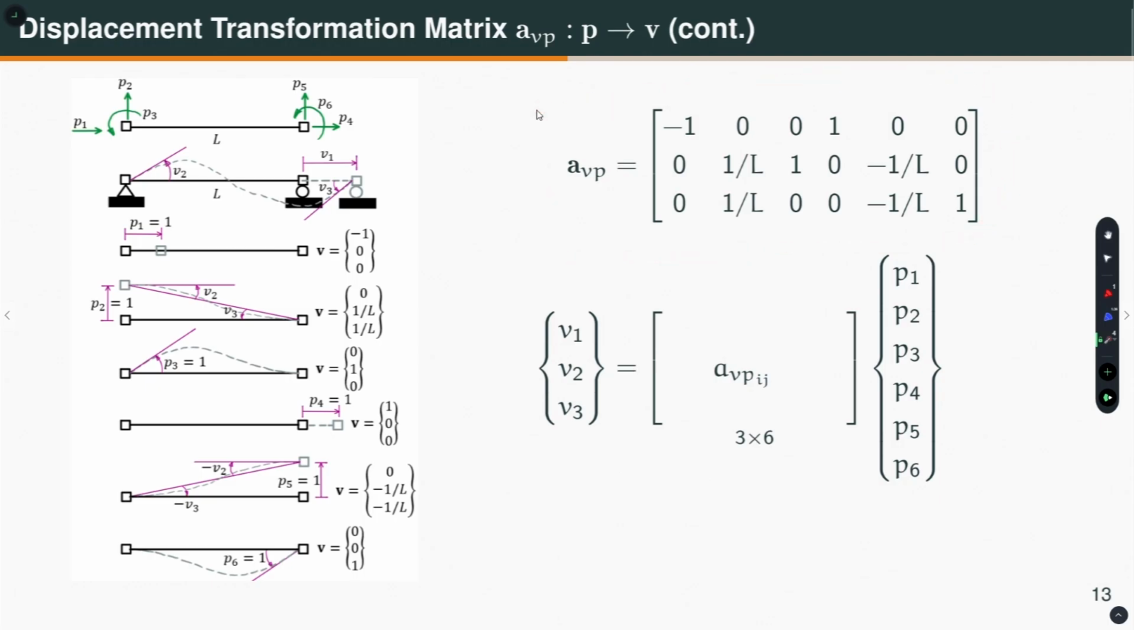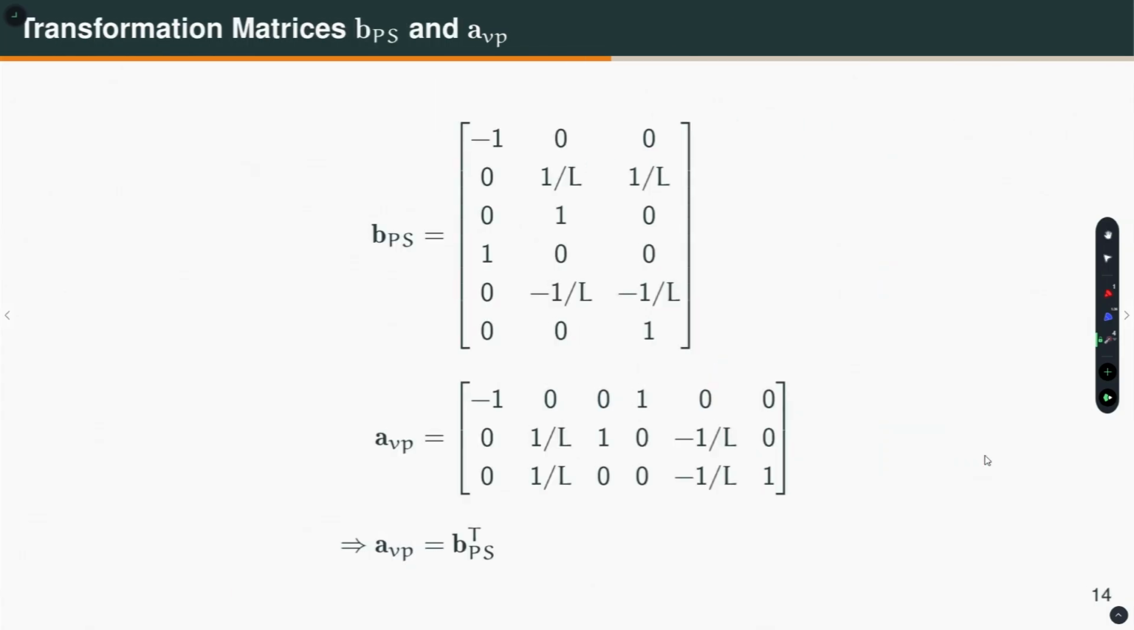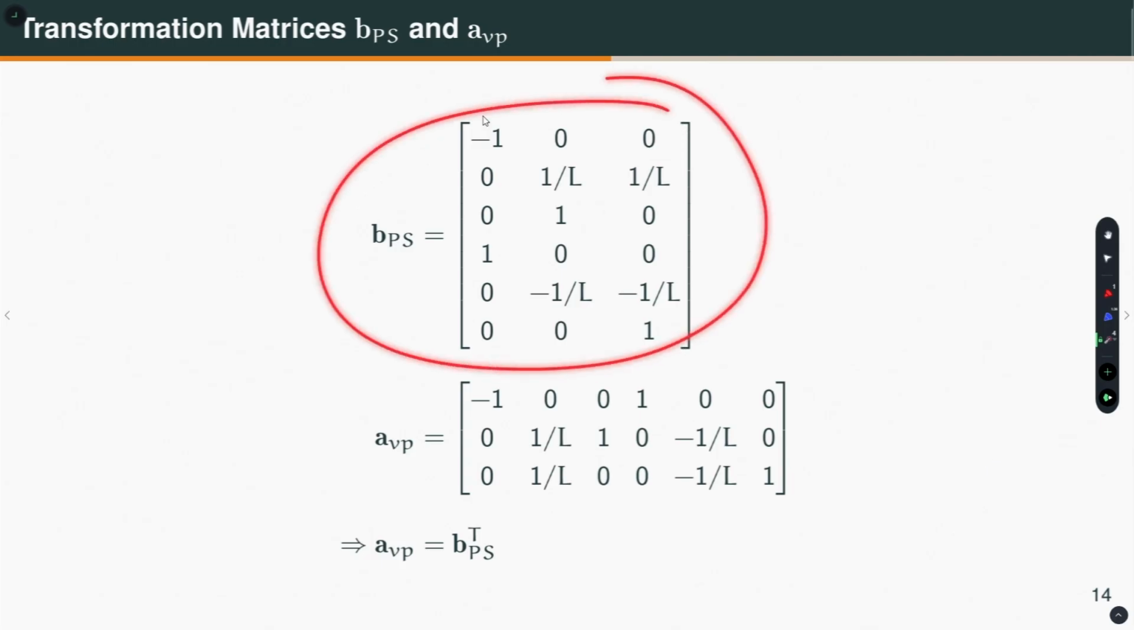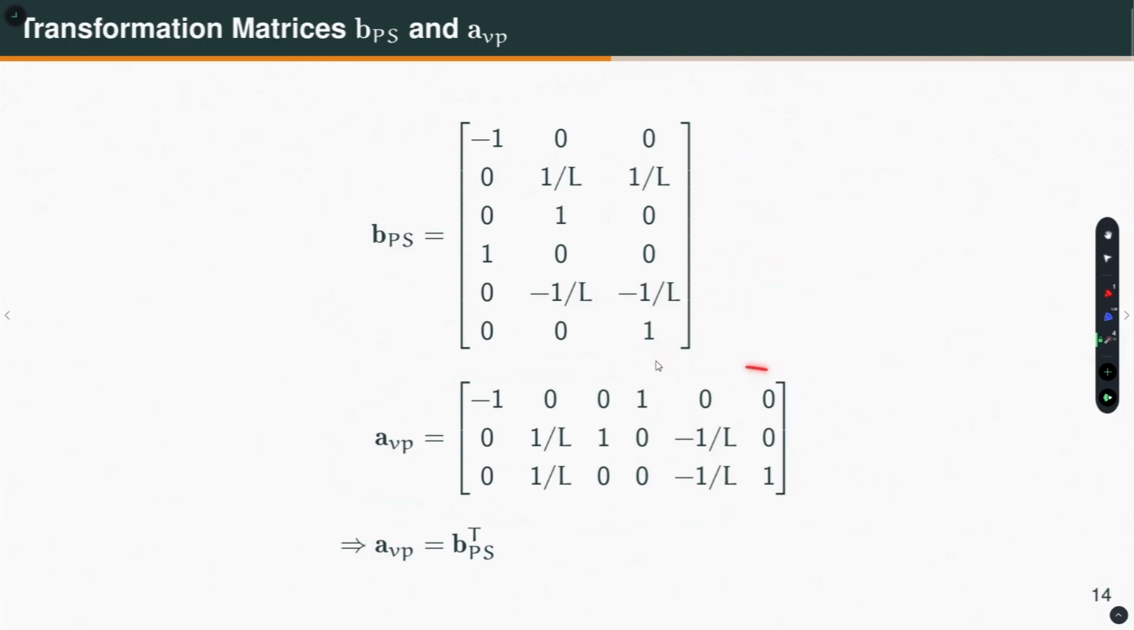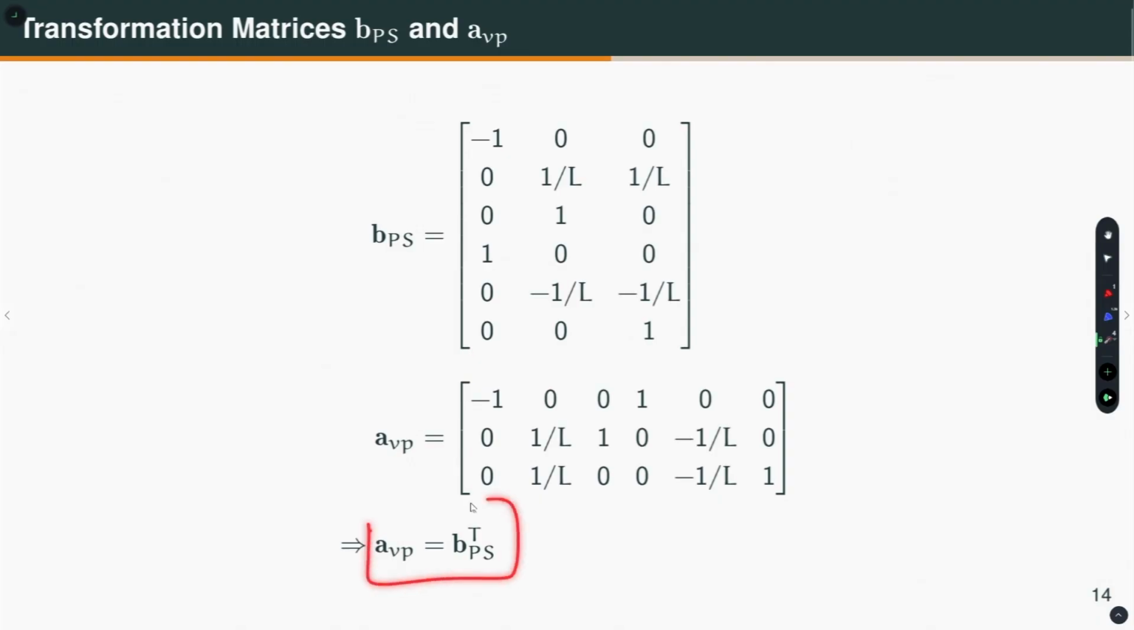And what is the relation? The transformation relation, V is equal to AVP into P. Okay. Now, let us look at them together, BPS and AVP. So, this is my BPS matrix and this is my AVP matrix. What do you notice? You see that BPS and AVP are transpose of each other. So, force and displacement transformation matrices are transpose of each other. AVP is equal to BPS transpose, as simple as that.